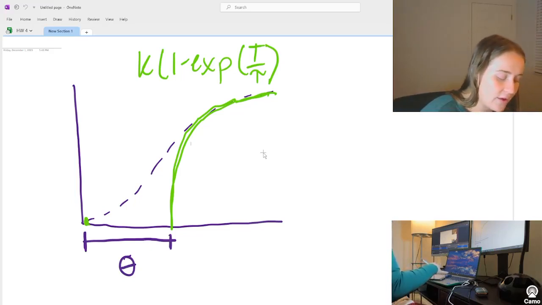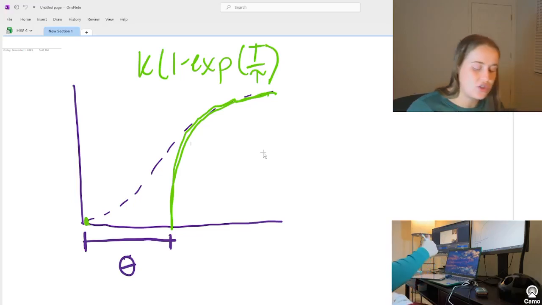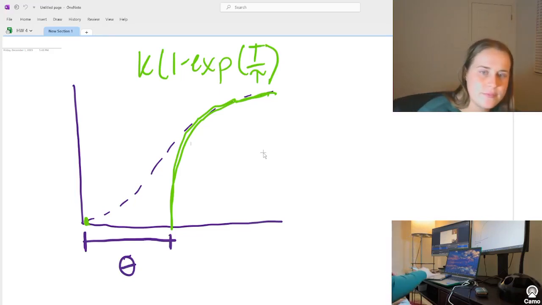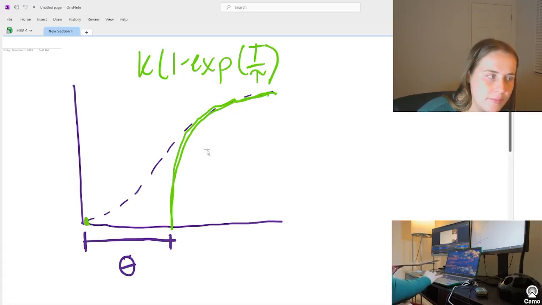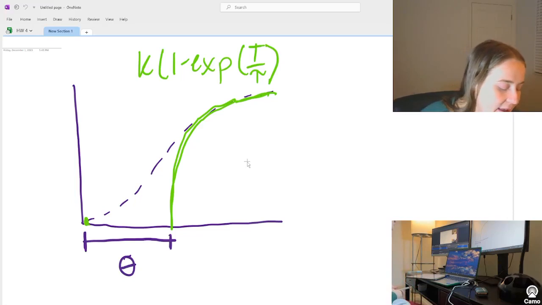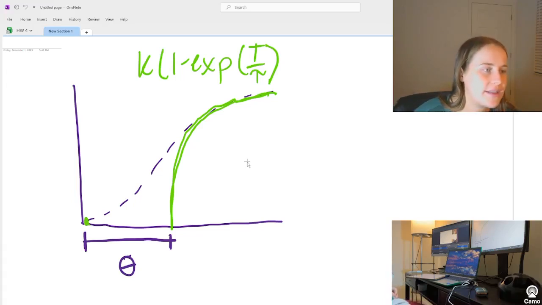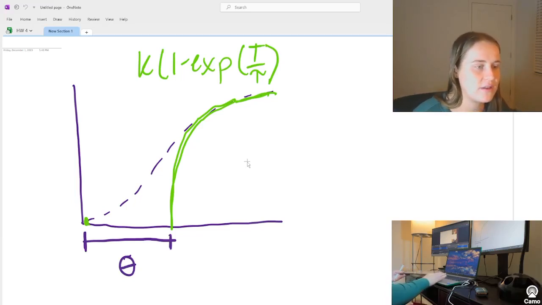The K value is the ratio between the change of the output in relationship to the change of the input. I don't know why this isn't updating. But basically, I have right here K times 1 minus exp of negative t minus theta over tau to approximate these functions. And I will now go to my coding.